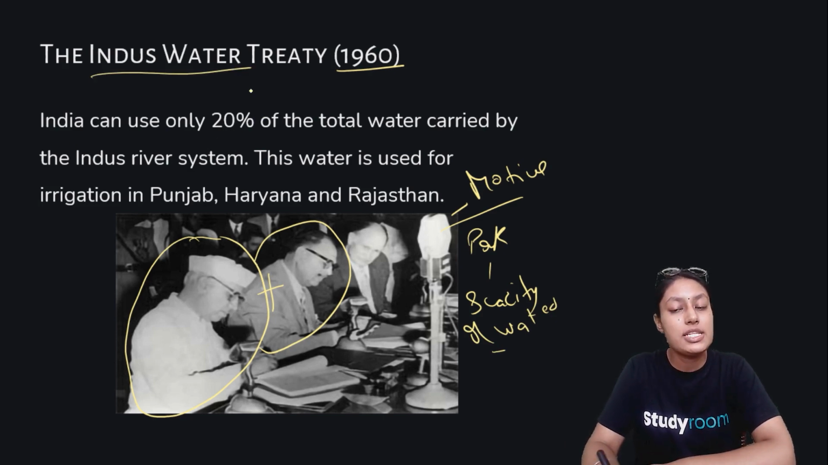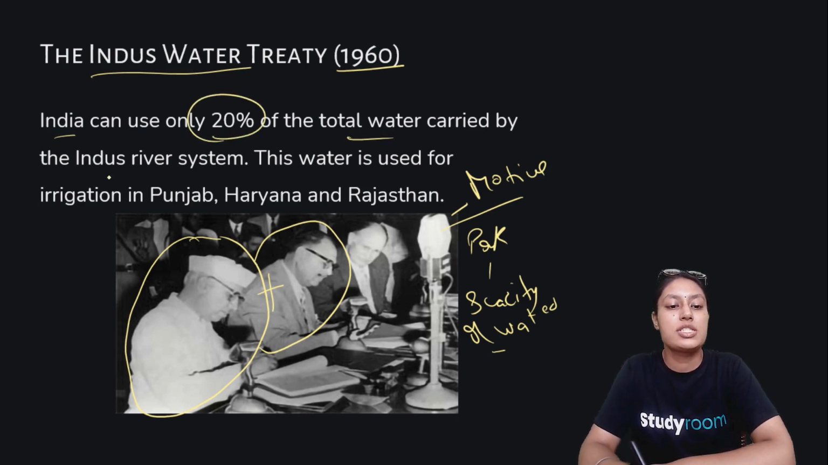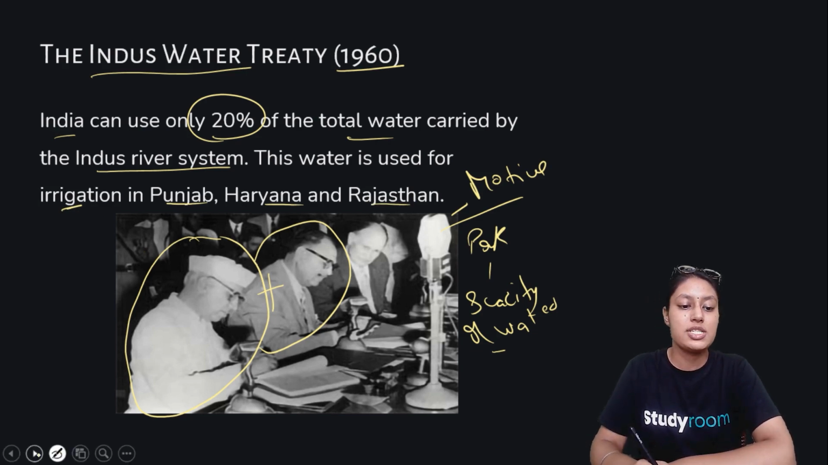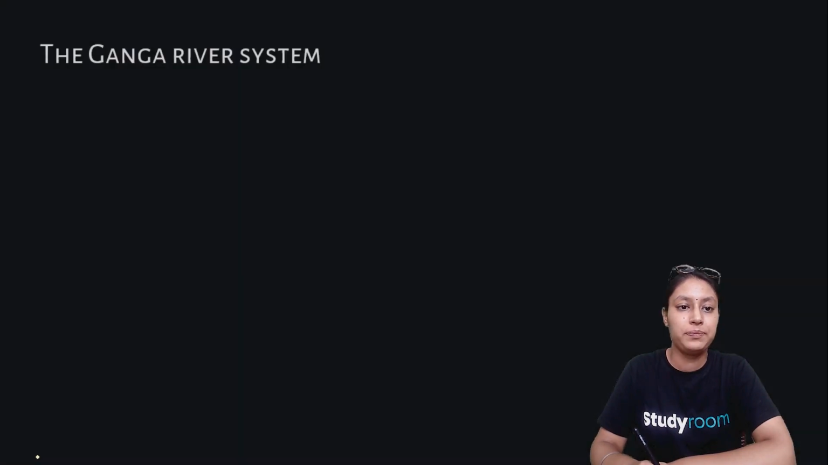In this treaty, it was agreed that India can only use 20% of the total water carried by the Indus River system. This water in India is used for irrigation in the Punjab, Haryana, and Rajasthan regions. So we get only 20% of the water of the Indus River. Okay, so this is the Indus Water Treaty.